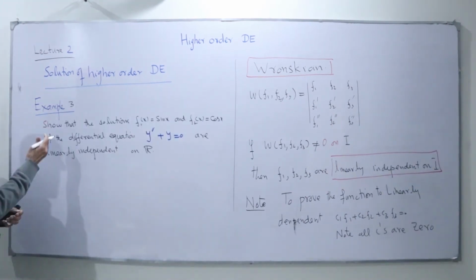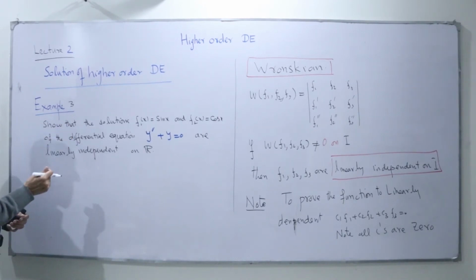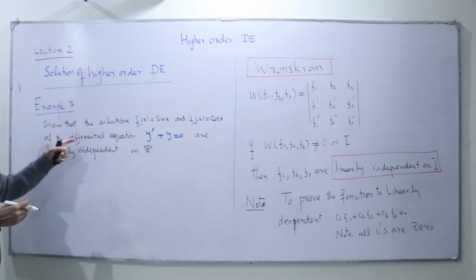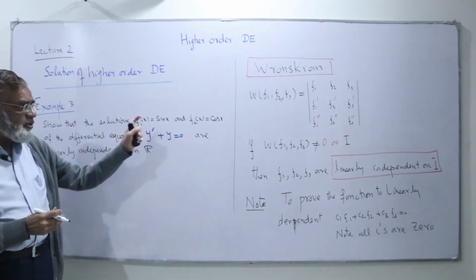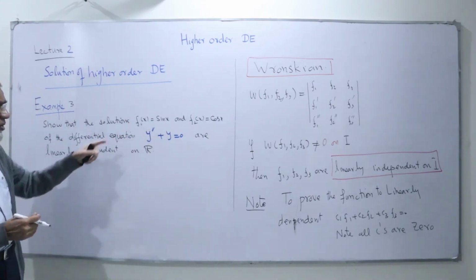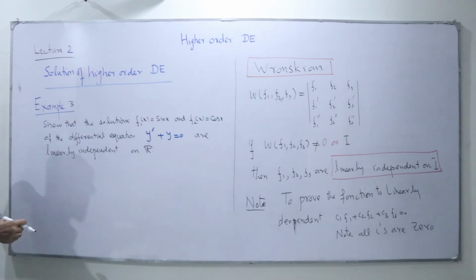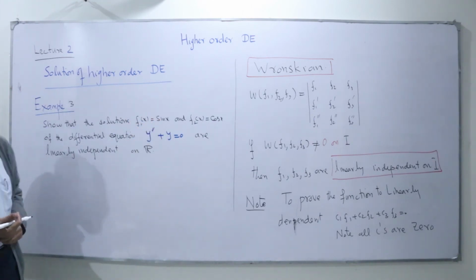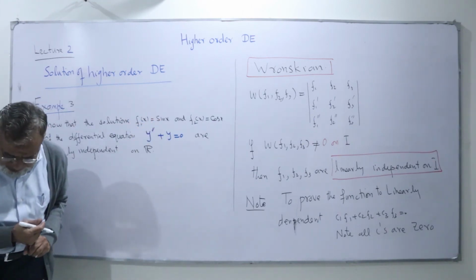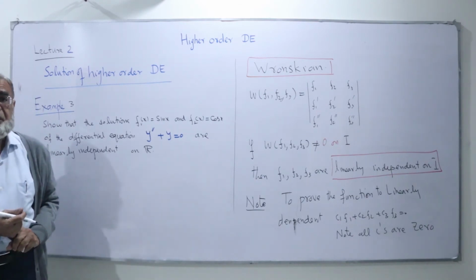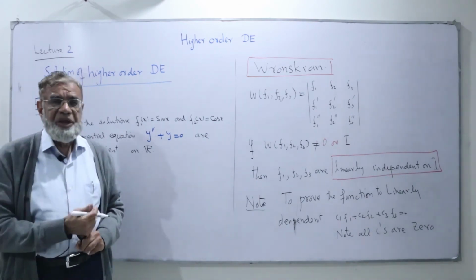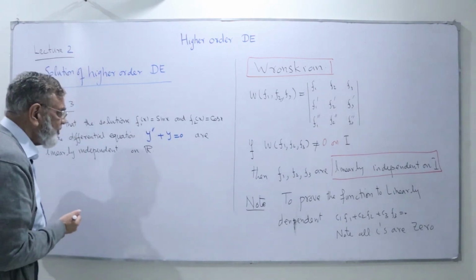So we have an example. We want to check that the solutions of the differential equation y double dash plus y equal to 0 are linearly independent. The solutions are the functions f1 equal to sine x and f2 equal to cosine x. So we can use the Wronskian, because if they are only functions, then we use the linear combination to check whether they are linearly independent or linearly dependent. And when they are solutions of a differential equation, we can find the Wronskian.